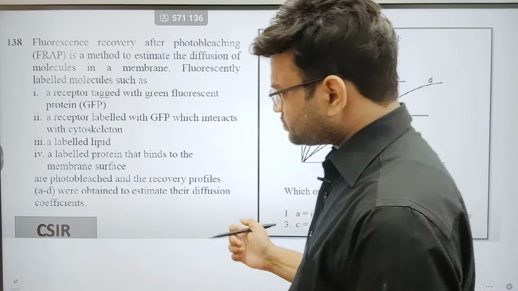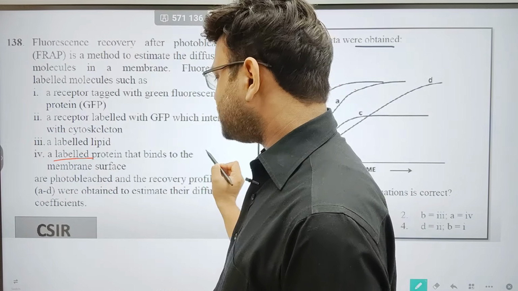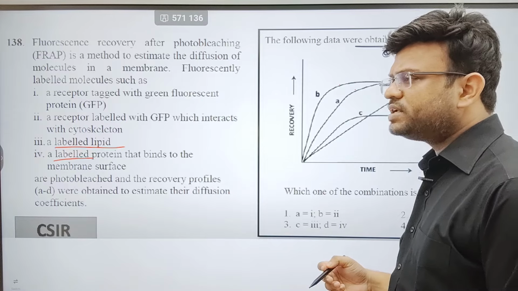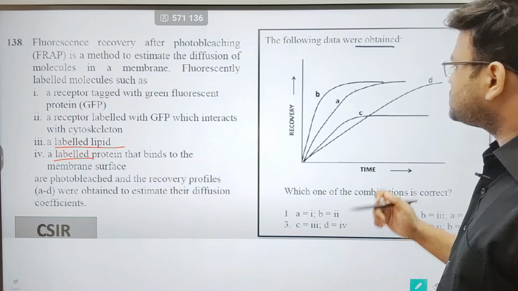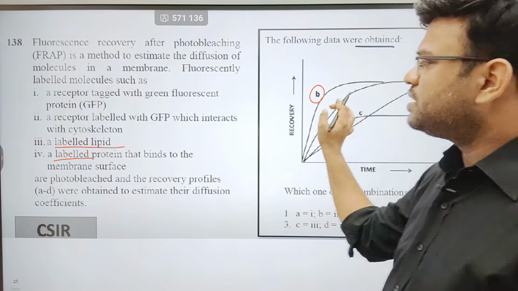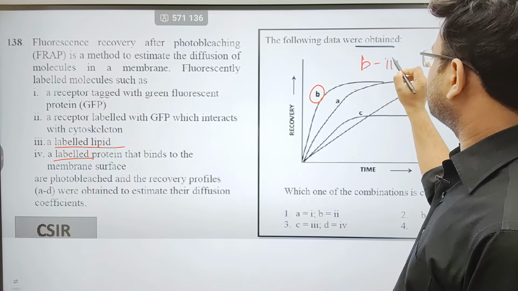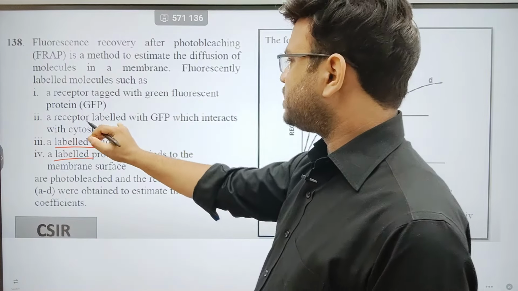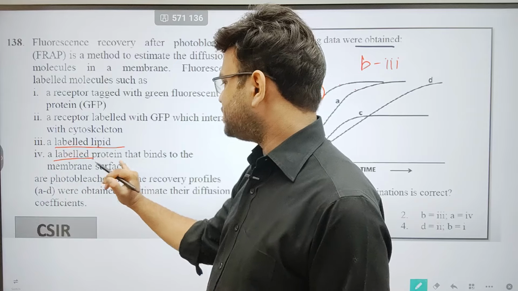Obviously, I have told you, there is a labeled protein that binds to the membrane surface, and there is a labeled lipid. I have already told you that the labeled lipid will show the highest fluorescence recovery. The highest fluorescence recovery is being shown by B over here, you can see. So B can be connected with 3. Next, a receptor tagged with green fluorescent protein, a receptor labeled with GFP which interacts with the cytoskeleton, a labeled protein that binds to the membrane surface.